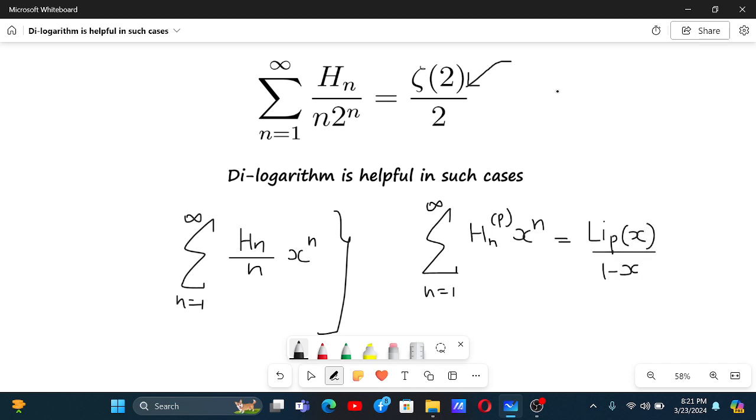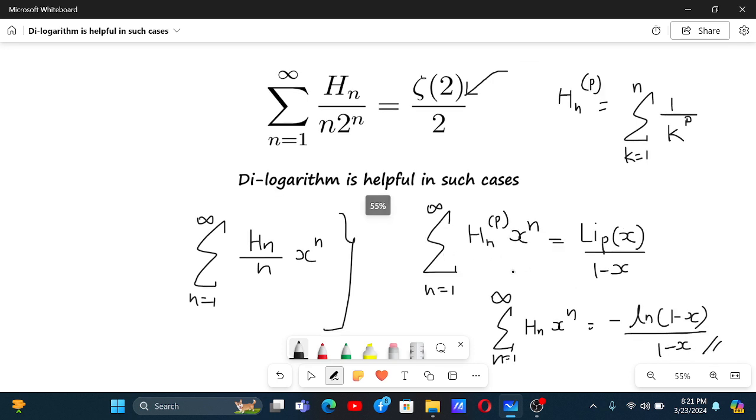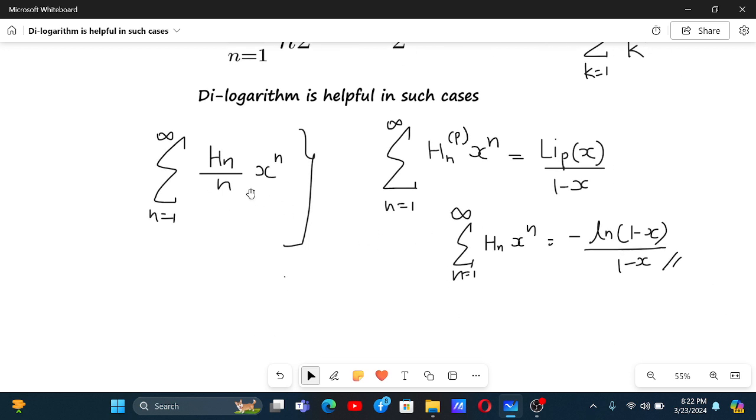Now what this means is H_n to the order of p means the sum going from k equals 1 to n of 1 by k to the power p. This is what it means. And when p is equal to 1, we just have the nth harmonic number, and Li_1 of x is minus ln of 1 minus x, so we get minus ln of 1 minus x by 1 minus x. Now we use this tool, and the proof is on my channel, or I will also link it over here. Using this, we can divide by x and then integrate this result to get the other expression.